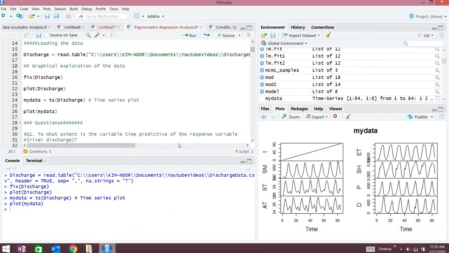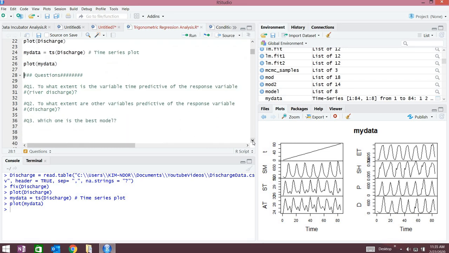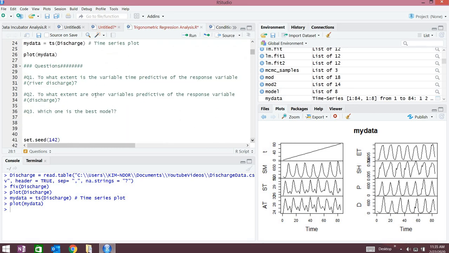So the question 1, as we see the patterns, would be: to what extent is the variable time predictive of the response variable? In our case here it is river discharge. You may have another type of data, but this variation or rainy season, dry season, how much does it impact our outcome?